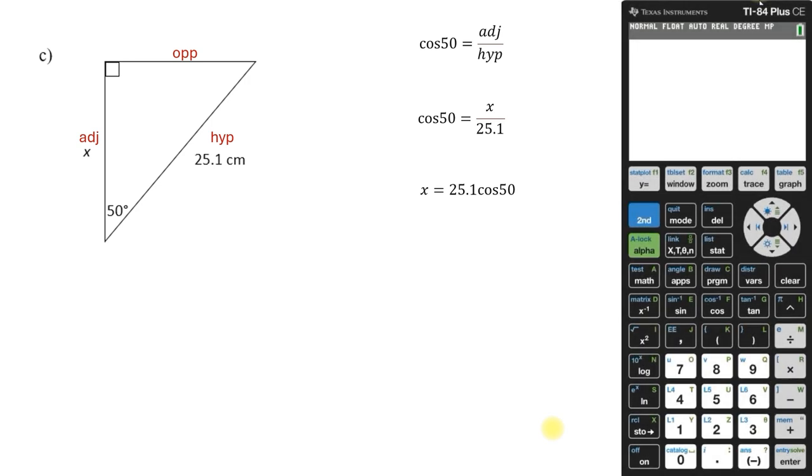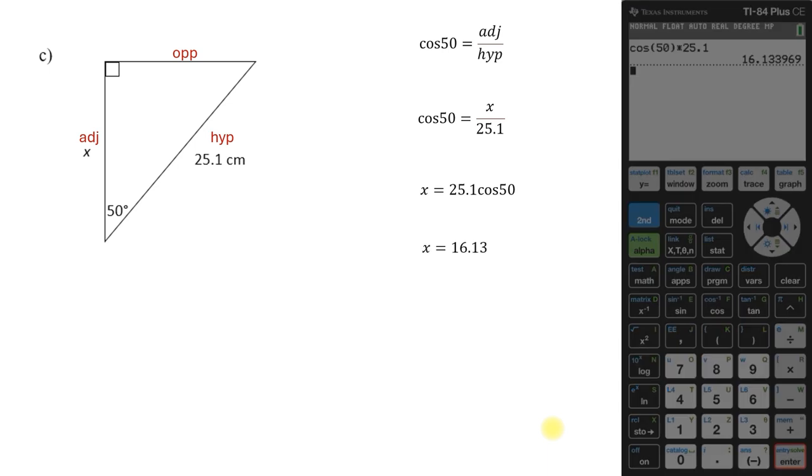We need to calculate 25.1 times cos 50. So we'll start by putting in our cosine 50. Close our brackets. Multiply it by 25.1 to give us an answer of 16.13.